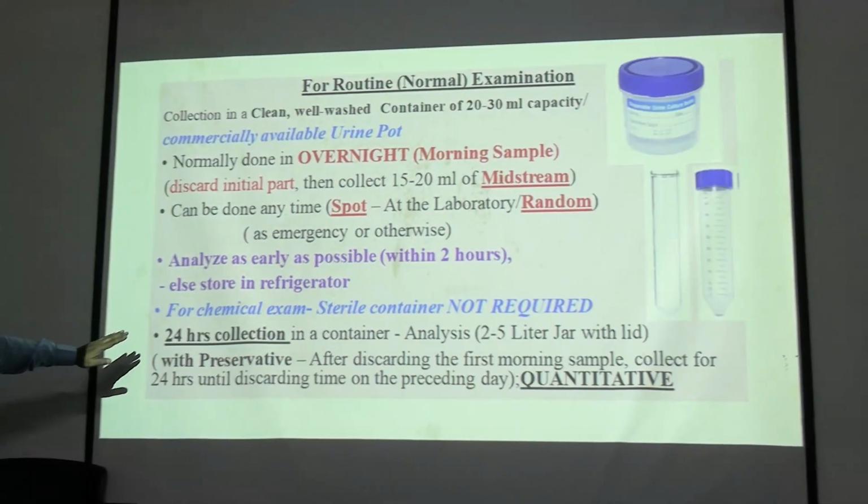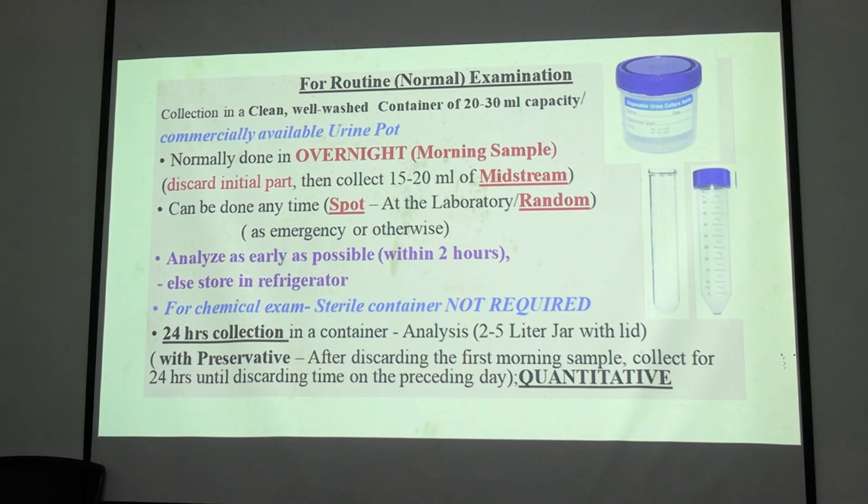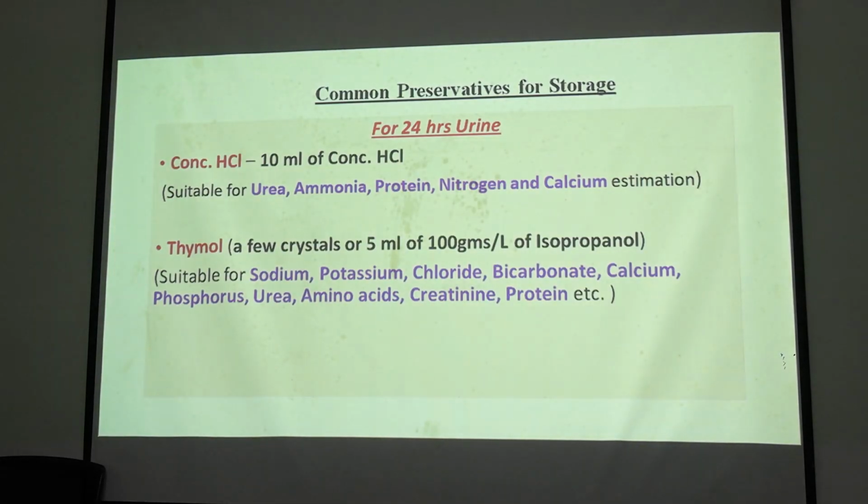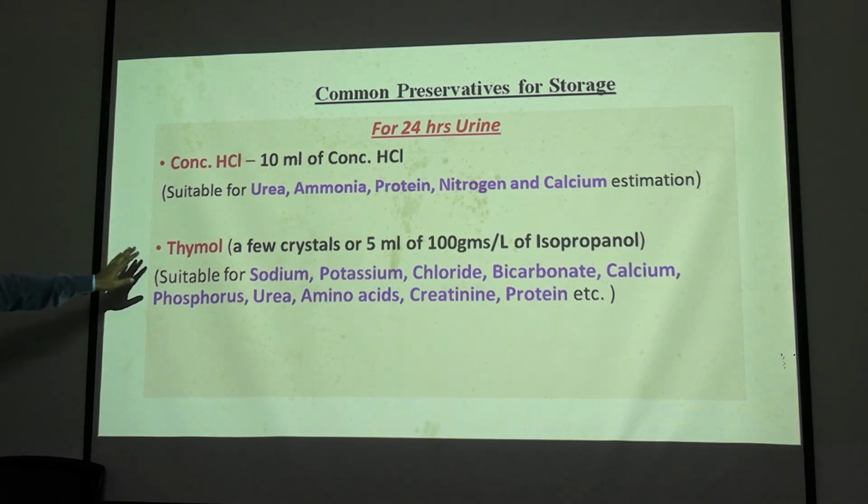Is this part clear? So that 24 hours collection is basically for quantitative analysis. It is not done for qualitative tests. So common preservatives, you remember two names: concentrated hydrochloric acid and thymol. Bas, finish. Common preservative for storage of 24 hours urine: concentrated HCl or a few crystals of thymol. So 10 ml of concentrated HCl or a few crystals of thymol will be sufficient.